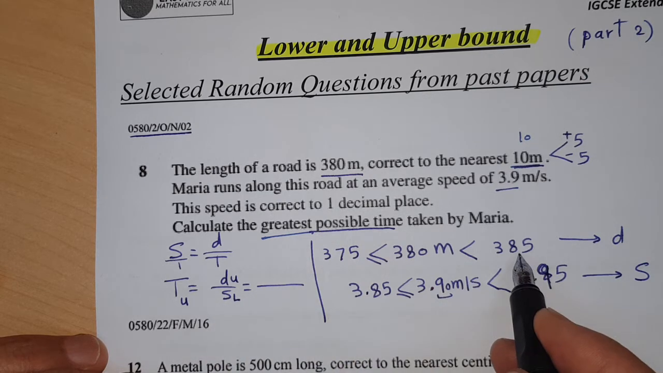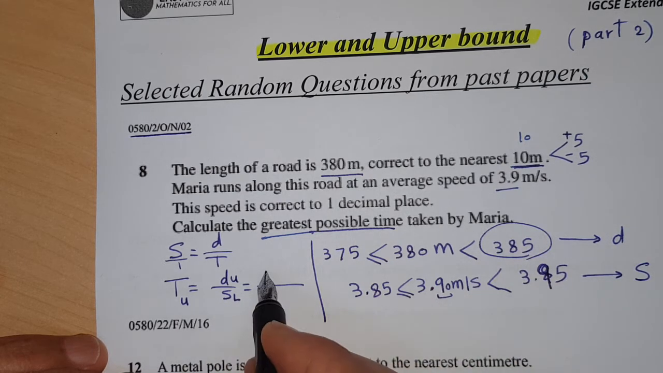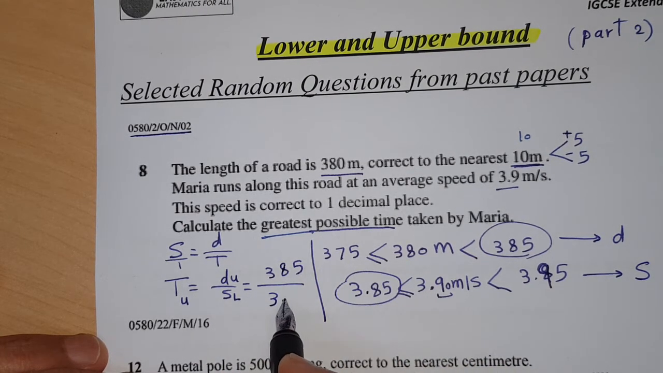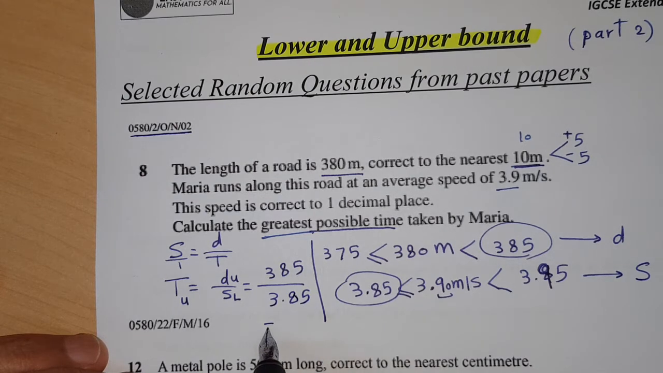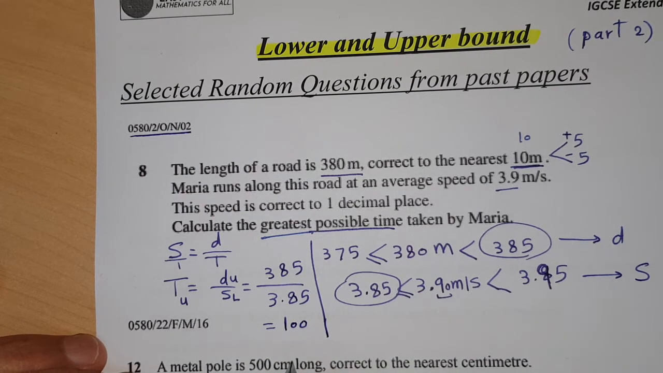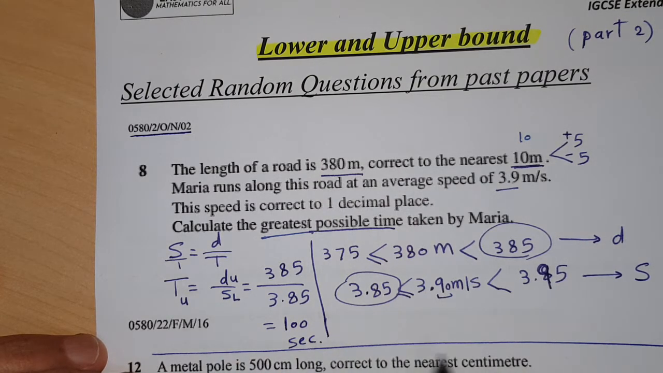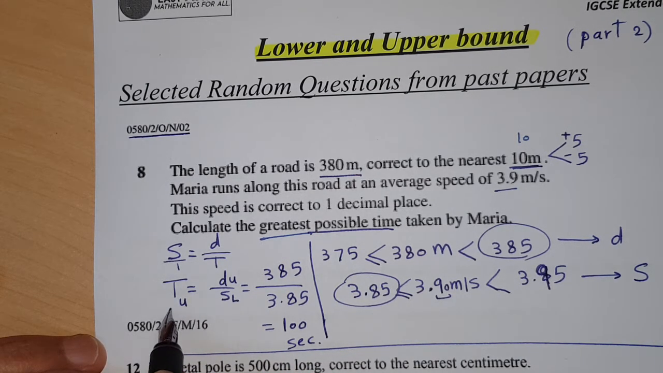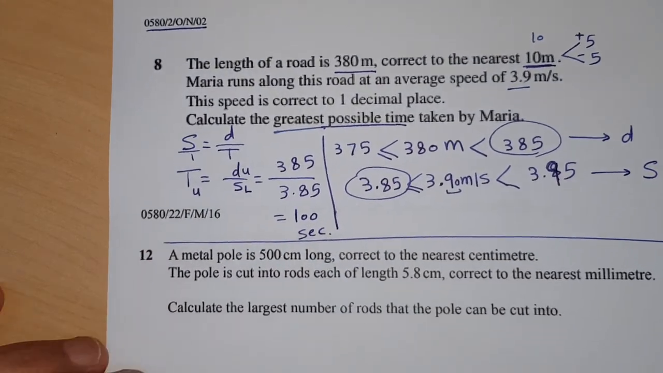D upper is this one, distance 385, and S lower is this one, 3.85. The answer is 100 seconds, of course. Okay, this is the answer. So the upper bound of a division of two amounts is upper over lower. If you want to calculate the lower bound, it is lower over upper. Okay, go to number 12.